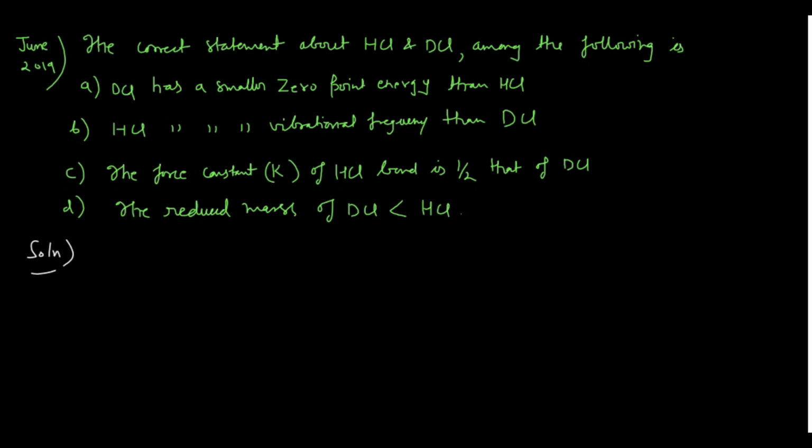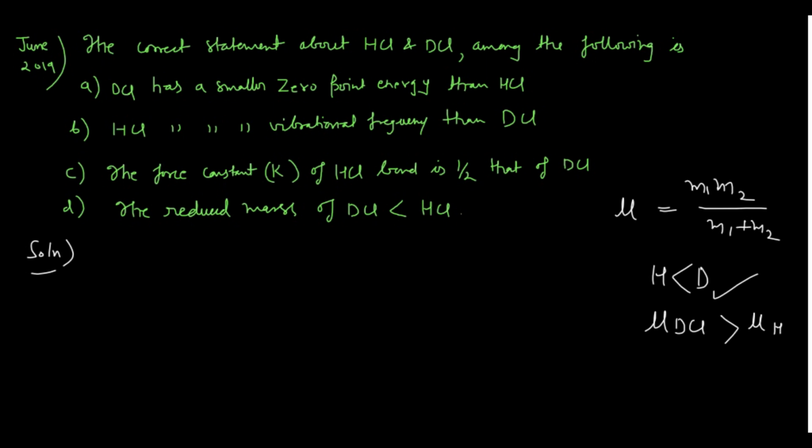How can we solve this? One thing you should know is what reduced mass is. Reduced mass is the multiplication of the two masses involved in the diatomic molecule divided by the sum of these two. In this question, hydrogen and deuterium are given, and deuterium is heavy. If deuterium is heavy, one thing is quite clear: mu of DCl would be greater than mu of HCl.